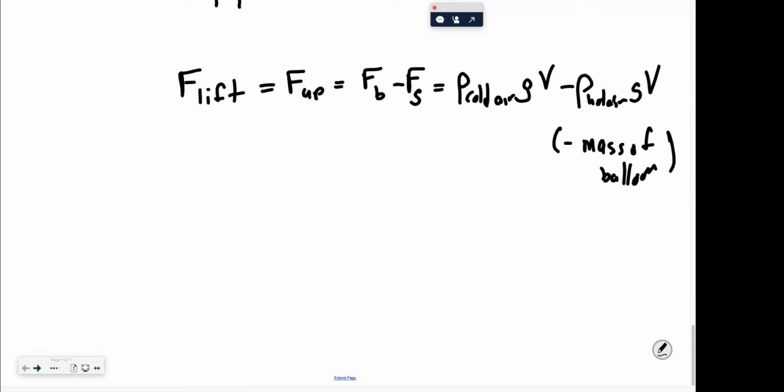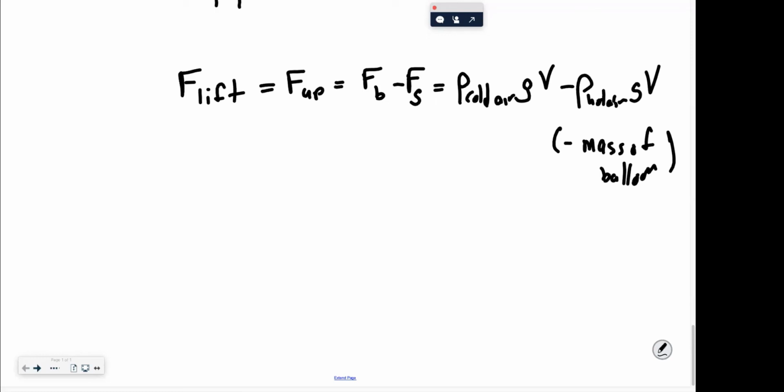So again, the total mass of the object is the mass of the balloon plus the mass of the basket plus anything that's hanging onto it plus the mass of the air inside the balloon, which has a much smaller density than the air outside the balloon, which is how you're going to be able to make this thing rise. But you can't forget to include that mass of the air inside the balloon.